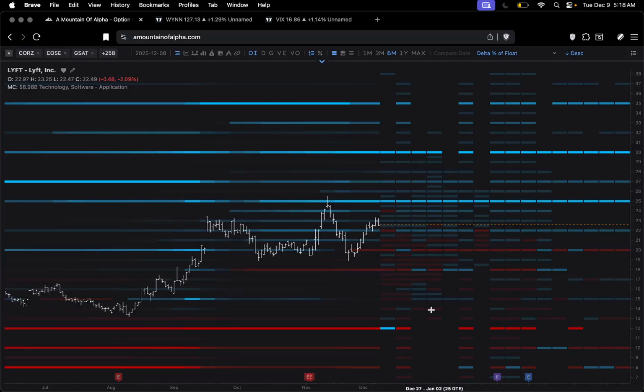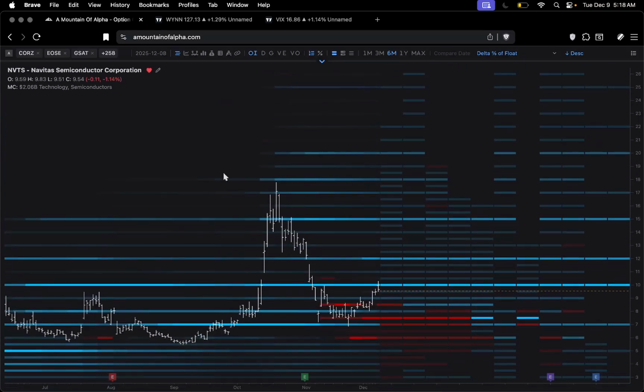So resistance at 25. There's some really big support at 12. I don't know if it goes there. That's kind of a ways away, but kind of here nor there.